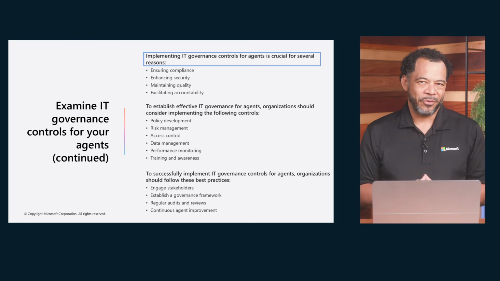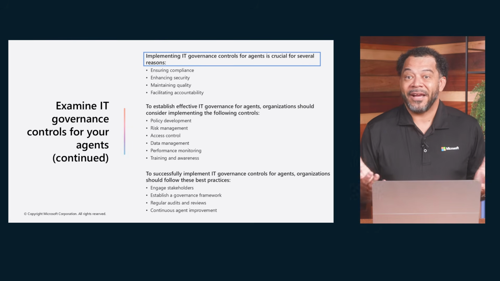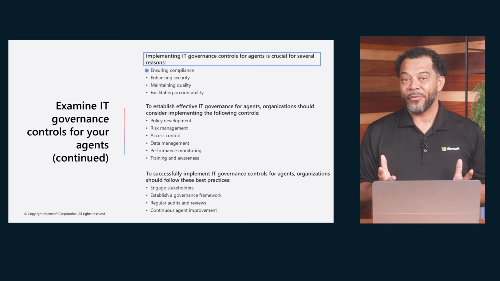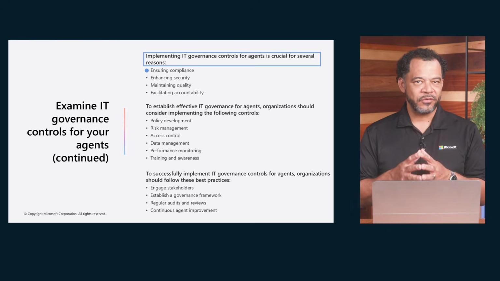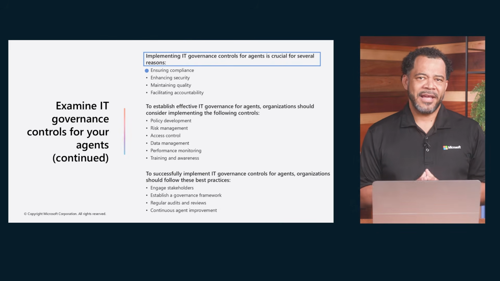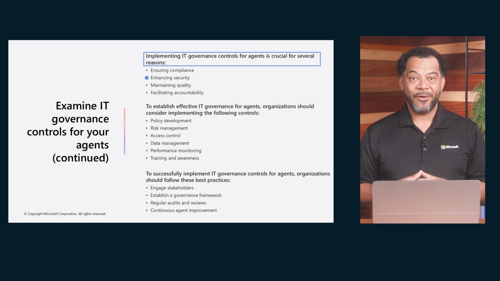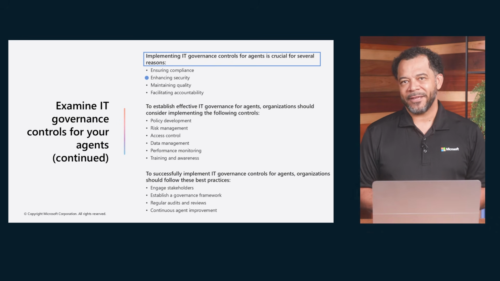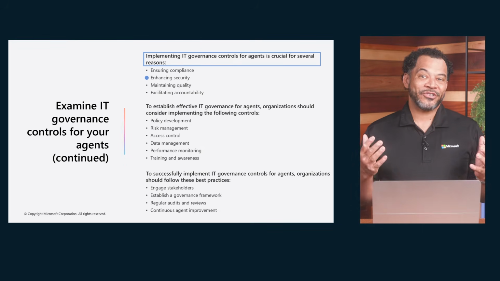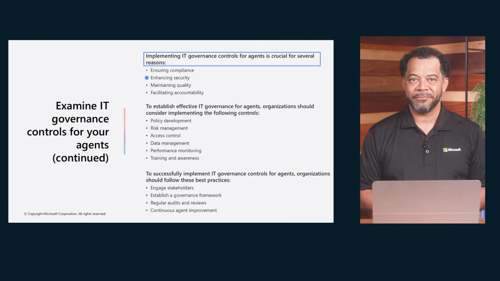So why is governance so important? First, it ensures compliance with laws and industry standards. Whether it's HIPAA in healthcare or GDPR in Europe, agents need to operate within those boundaries. Without governance, there's a real risk of legal and financial consequences. Second, governance enhances security. Agents often interact with sensitive data, and without proper controls, that data can be exposed. Encryption, access restrictions, and secure environments are all part of that solution.